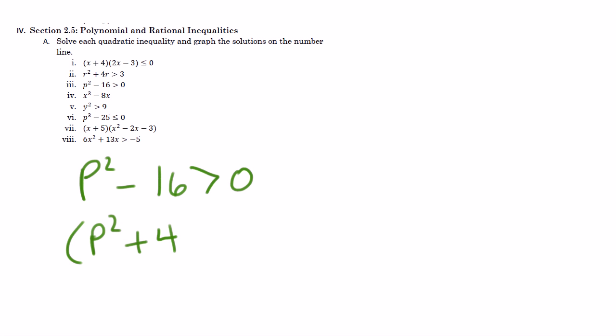My brain was going to say something else and ended up messing up, which is usually what happens when I mess up. Okay, so we have p plus 4, p minus 4.